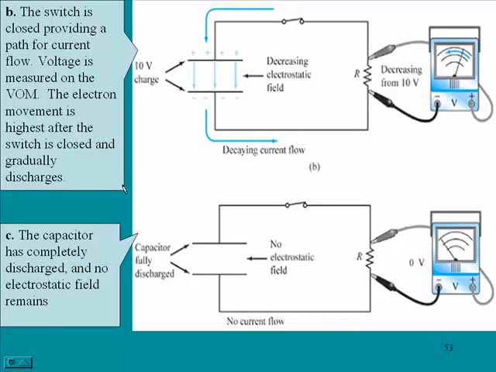The capacitor is discharging. The capacitor has completely discharged and no electrostatic field remains. So here the cap has discharged completely over the passage of time, and now the meter is reading 0 and there is no electrostatic field.